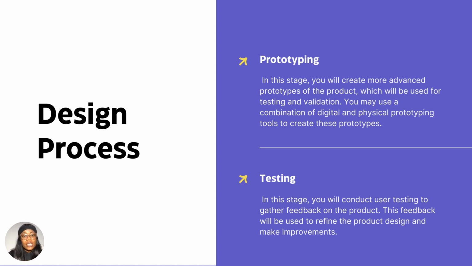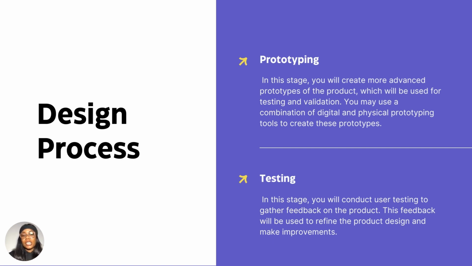So the next phase is prototyping. In this stage, you create more advanced prototypes of the product, which will be used for testing and validation. You may use a combination of digital and physical prototyping to create these prototypes. So in this phase, you are still trying to bring out your ideas. From the ideas that you listed, you can decide to use, let's say, Figma to be able to prototype it and see how your idea comes out, right?